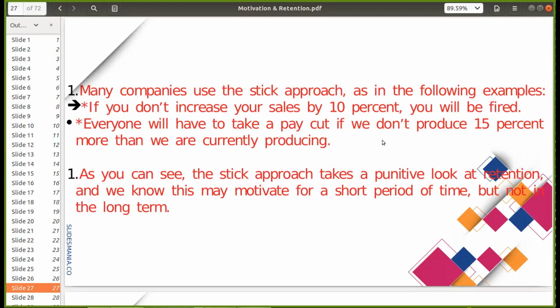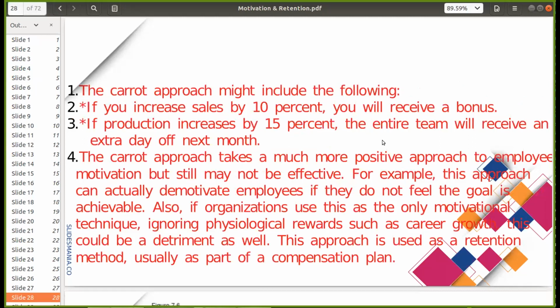And then, yun nga, may punitive look at retention. Okay, so of course, mag-work yan, especially for those employees who badly need a job, na wala pa silang ipapalit na trabaho. But of course, it will only work for a short period of time. Hindi siya pang long term.